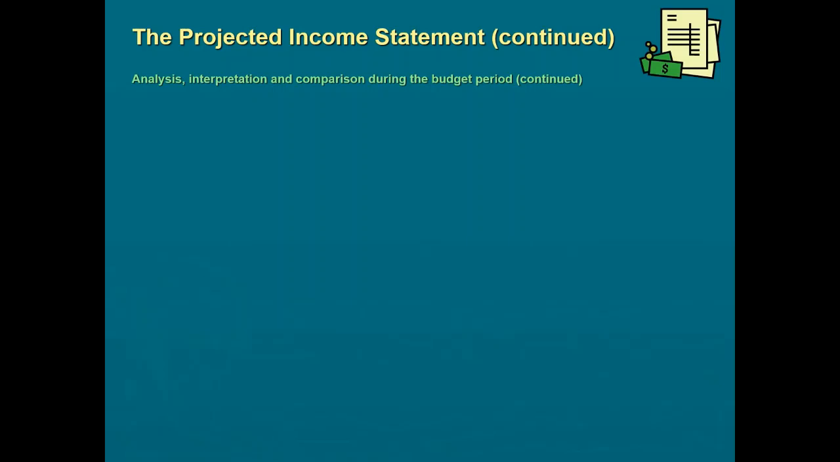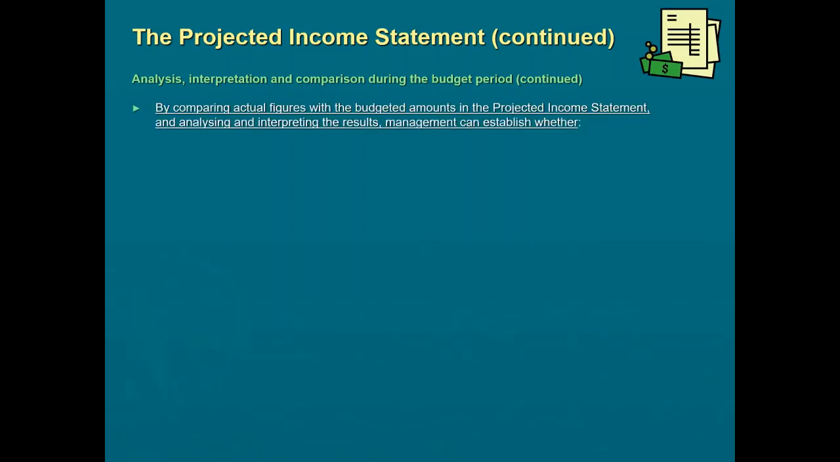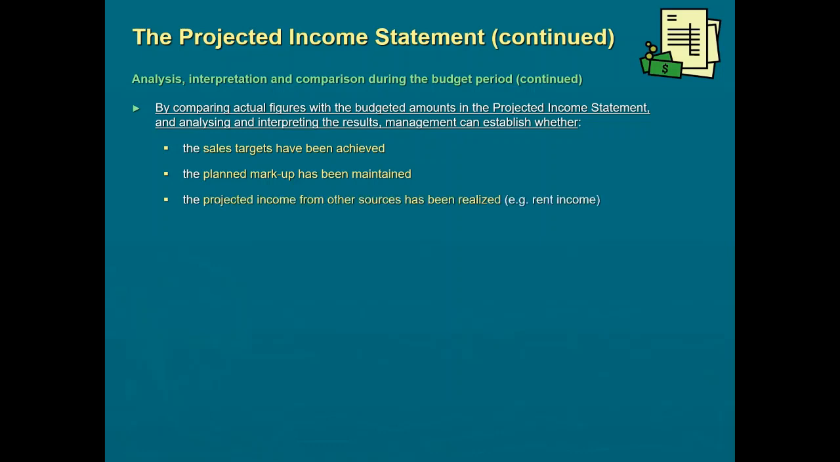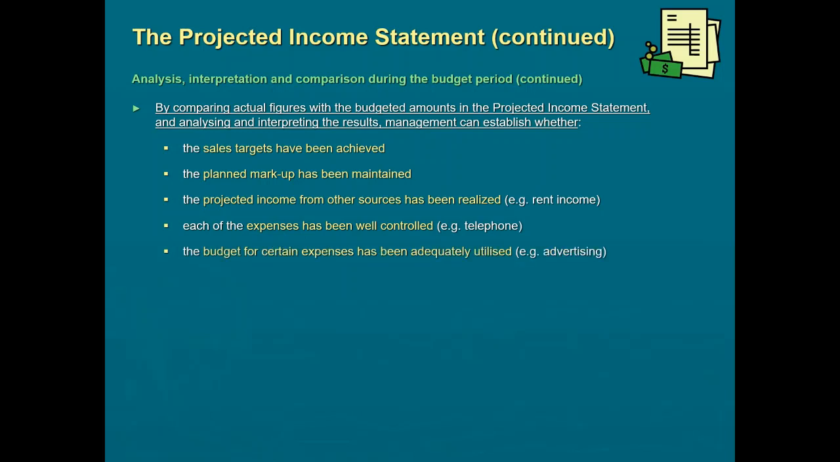Analysis, interpretation and comparison during the budget period. We are still busy with that. By comparing actual figures with the budget amount in the projected income statement and analyzing and interpreting the results, management can establish whether the sales targets have been achieved, the planned markup has been maintained, the projected income from other sources has been realized, for example, rent income. Each of the expenses has been well controlled, for example, telephone. The budget for certain expenses has been adequately utilized, e.g. advertising. The overall actual performance or profitability of the business has matched expectations.